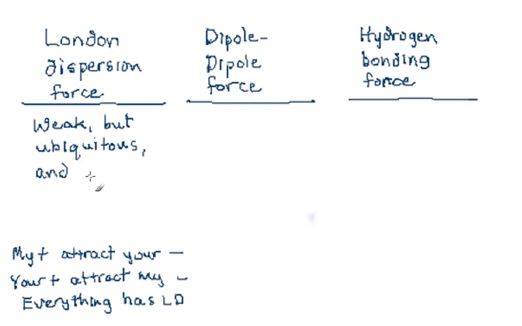So hydrogen has super weak London force, helium has more, lithium has more, beryllium has more, boron, carbon, nitrogen. Every time an element gets bigger, it has more London dispersion force. And I'll just say it scales with atom size.